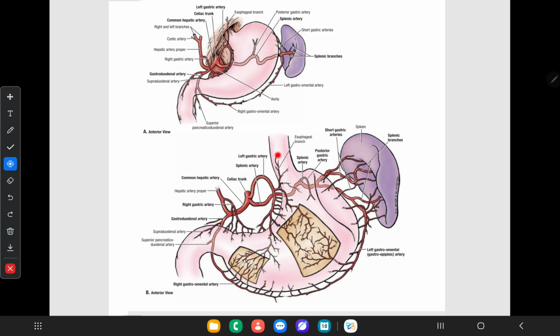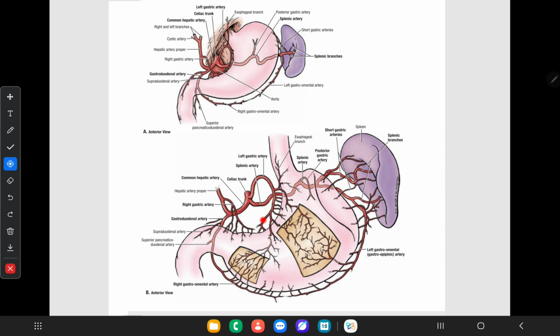Here you can see this is the right gastric artery. The right gastric artery is a branch of the common hepatic artery. Here is the common hepatic artery. So the left gastric artery anastomoses with the right gastric artery along the lesser curvature of the stomach.